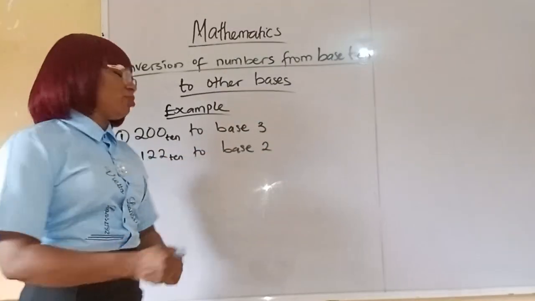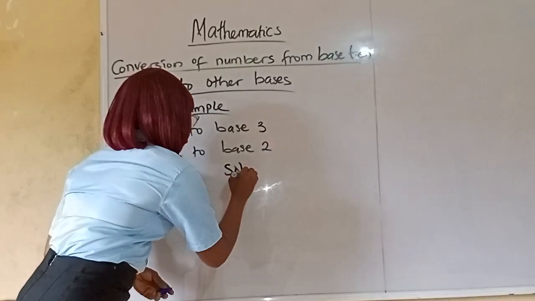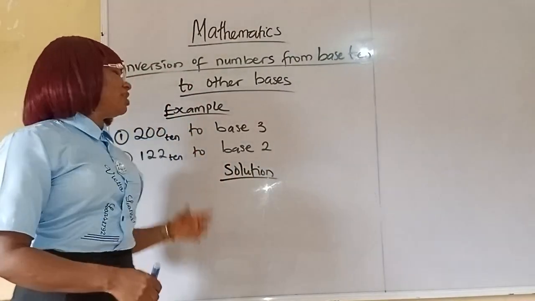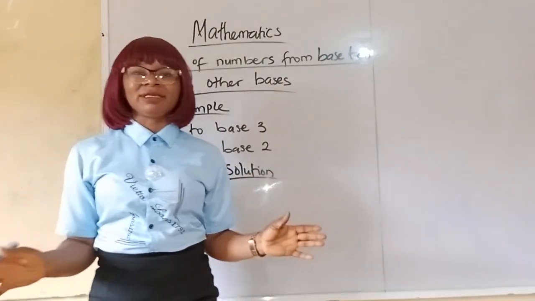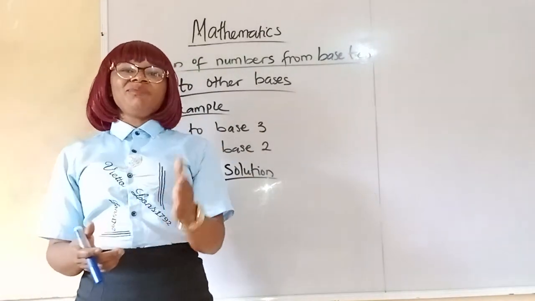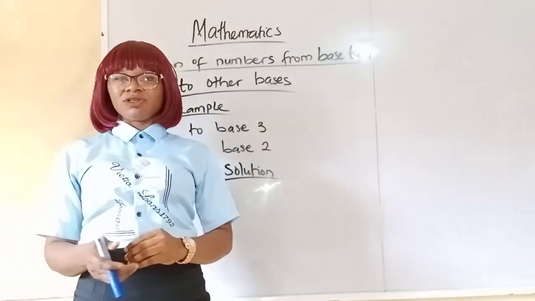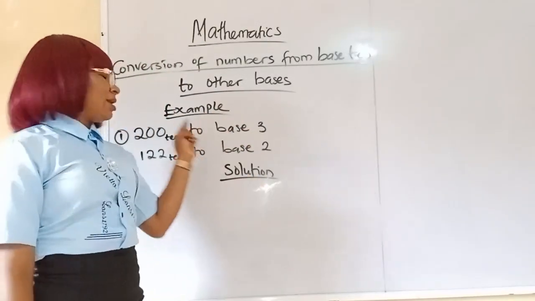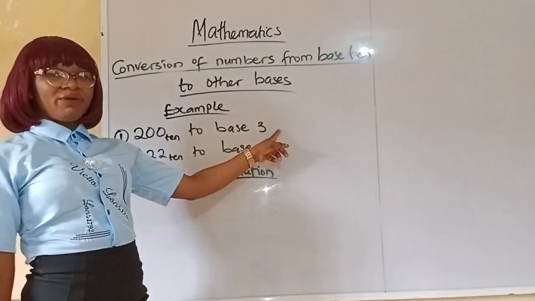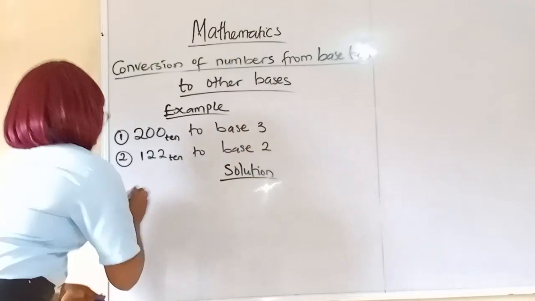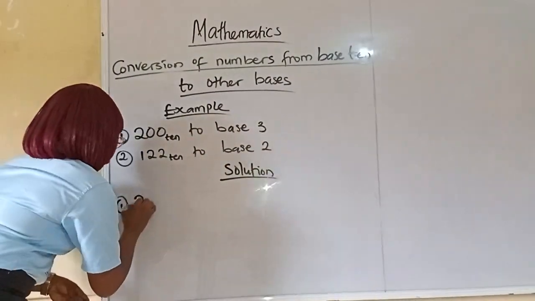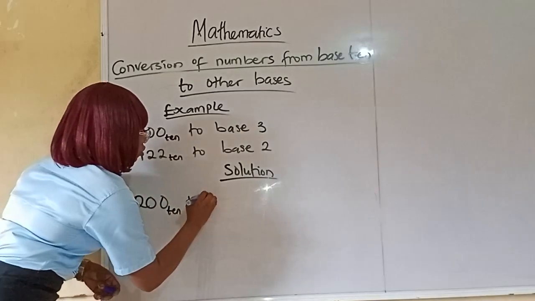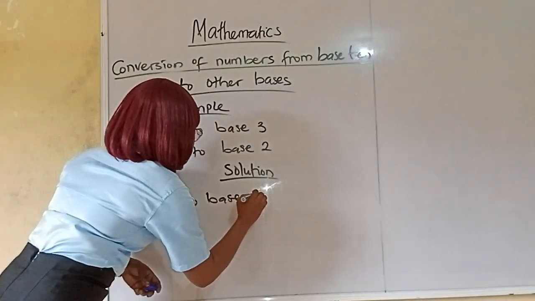We are asked to take it to base 2. Solution. The method we use to convert a number from base 10 to other bases is known as the repeated division method. In this method, you constantly divide the number given to you by the required base. Number 1, you are to convert 200 base 10 to a base 3 number.